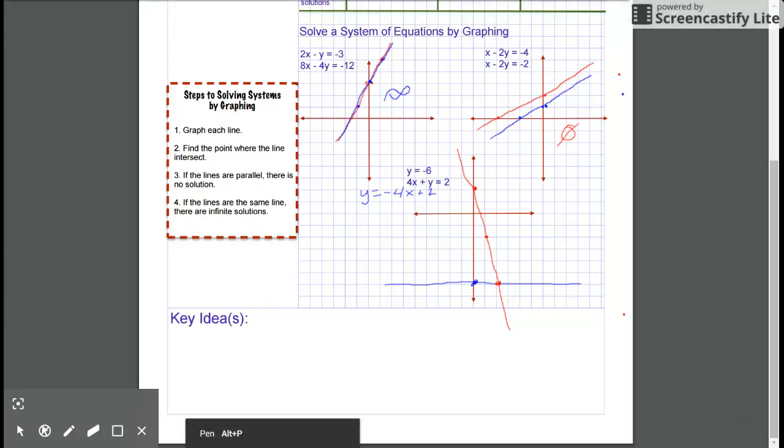Everyone see that? So that means that this point right there is my solution, and whatever the coordinate of that point is, the value of x, the value of y, will make both of those two equations a true statement. So we say that it's 2, and it goes down to negative 6. And that's the solution, one solution.